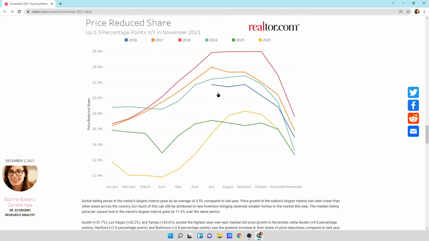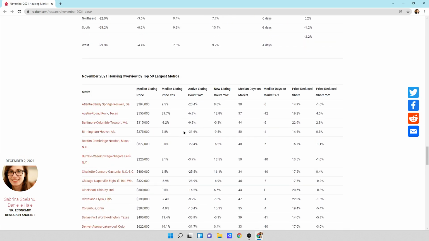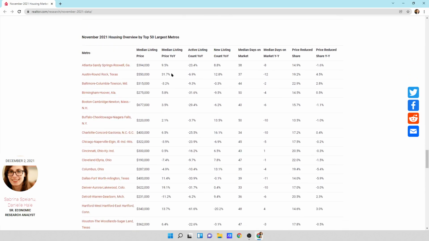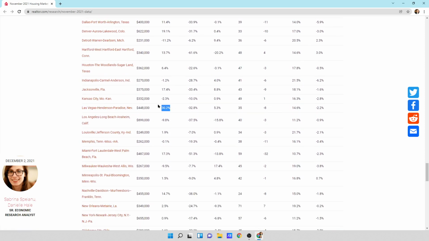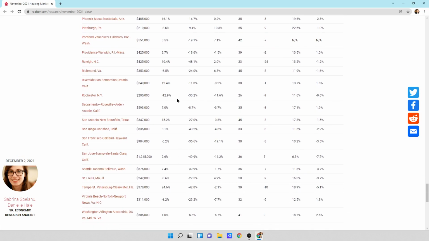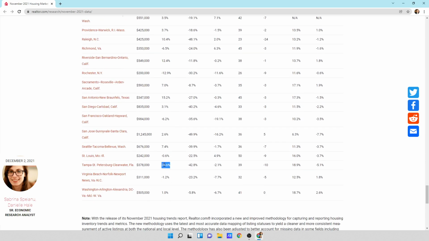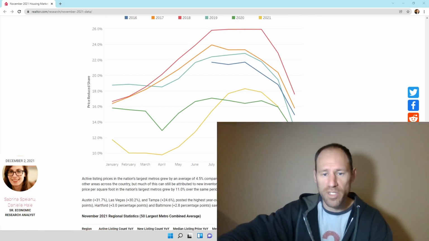So that's the data there. Price reduced shares, I'm not really too interested in that. Doesn't really matter. If you look, there's a lot of spots. Some are up 32% in the median listing price year over year. Some like 19%, which is kind of where I live, the Denver, Aurora area. 30% in Las Vegas. Man, there are some really high appreciation areas. There are some that are down, like Rochester, New York, which is down 13%. But most of them are up. A lot of Florida ones, like Tampa, were up quite a bit. Texas is up quite a bit in terms of prices. But this is more data for the thesis.